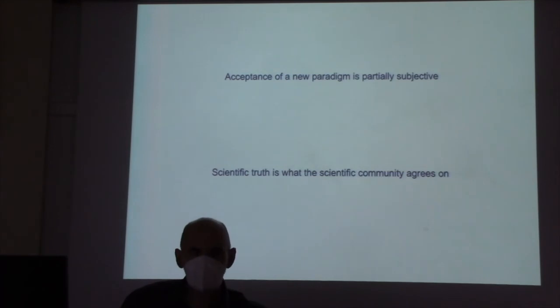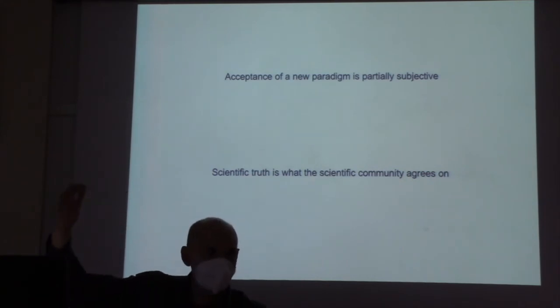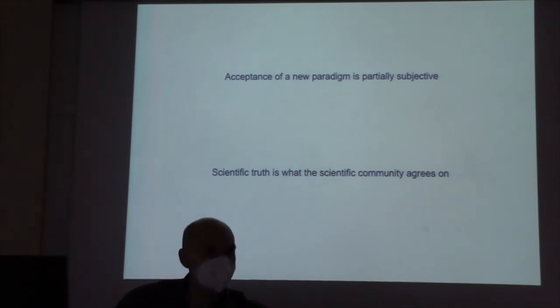And so eventually, we come to the conclusion that scientific truth is what the scientific community agrees on, which is, again, sort of very relativistic in a way. But it's not. Kuhn was not a relativist. He really thought that there was nothing above the scientific community. Scientists make a lot of mistakes, but there is nobody above the scientists to explain science. So whatever scientists agree on is the best we can do.